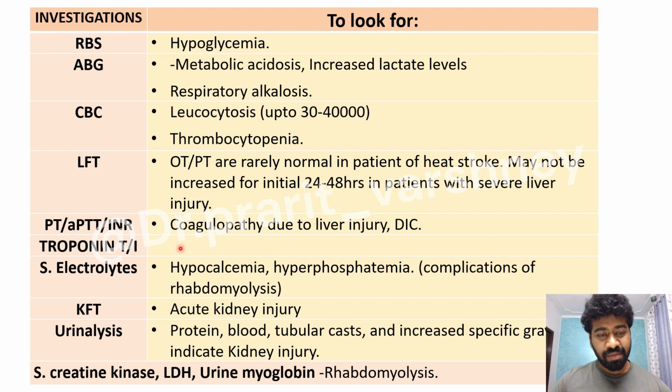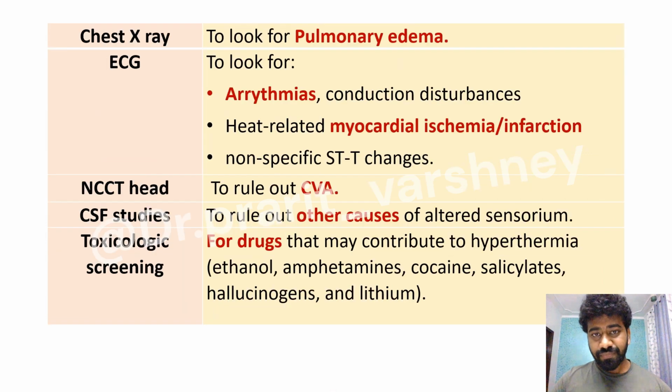Troponin I and troponin T may be elevated because of the heat stress, heat related myocardial injury. Serum electrolytes, there might be hypocalcemia, hyperphosphatemia because of rhabdomyolysis. Kidney function test might be deranged because of the acute kidney injury. When you send urine for analysis, there might be protein, blood, tubular cast, and increased specific gravity. They all indicate kidney injuries. Serum creatine kinase, LDH, and urine myoglobin levels may be increased because of the rhabdomyolysis.